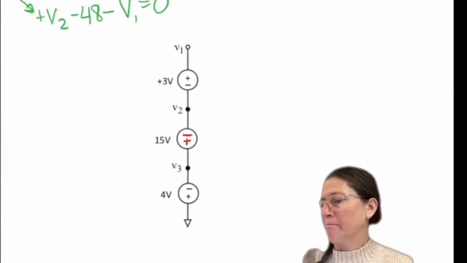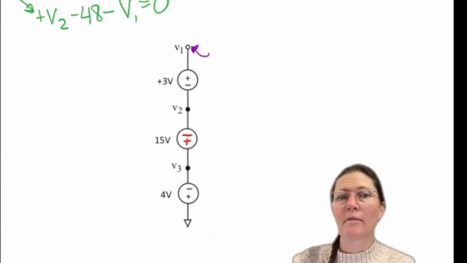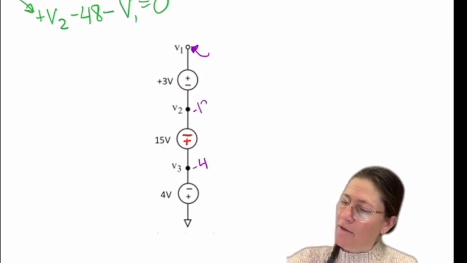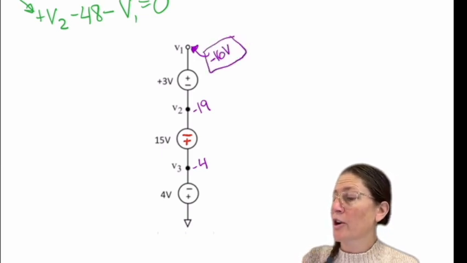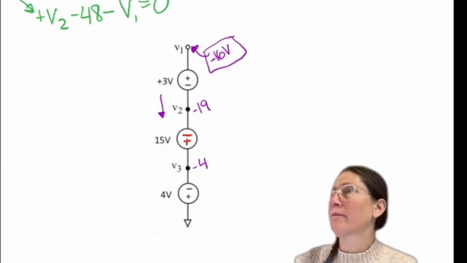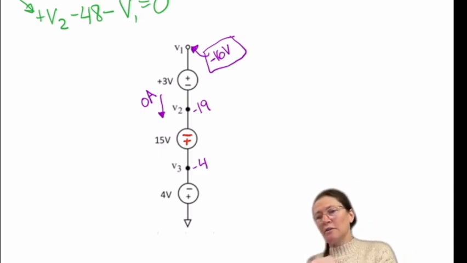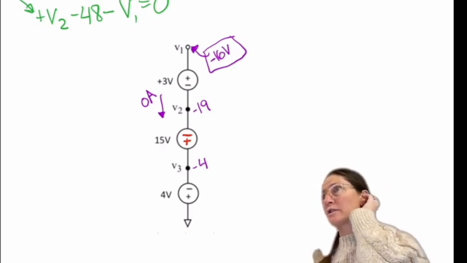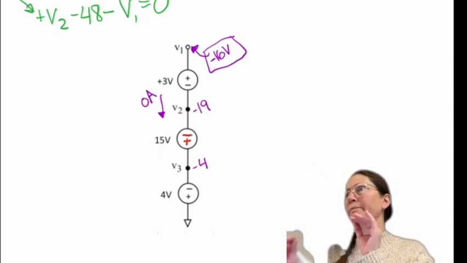What about this one? What are you going to measure at V1? -16. Okay, good. So -4, -19, and then plus 3 will be -16. Current? 0 amps. So voltage, you can have voltages without current, but you can't have current without having a closed loop. Okay.